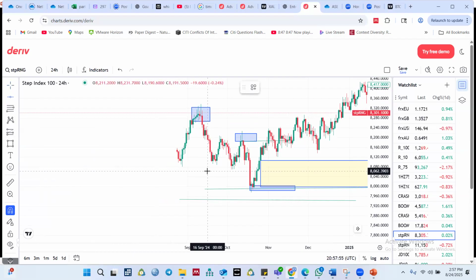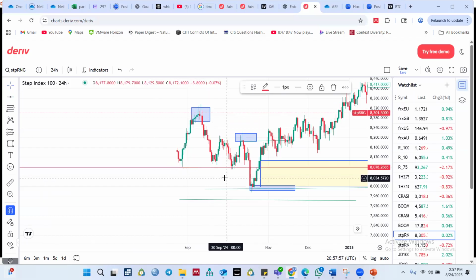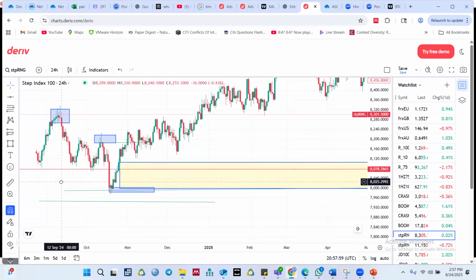We have our support and resistance line here, which is the red line. Above it, we are looking for buys. Below it, we are looking for sells. Okay, that's the first thing we discussed. Above it, price should buy. Below it, price should sell. That's the first thing.